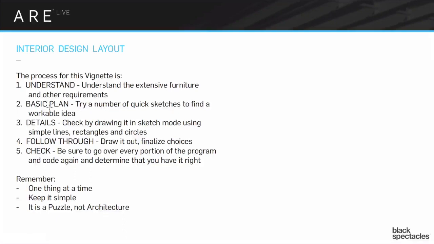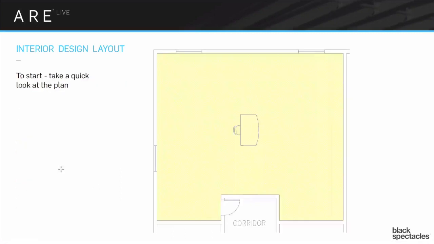It's probably only going to be 5 offices, maybe 6, but it's going to be a lot of little detail pieces of information. So you want to understand what the issues are. You're going to figure out what your basic plan is likely to be by using some quick sketching. You're then going to go through the details, and then you're going to follow through, draw it all out, and then you're going to use the check to try to find everything at the last second to make sure you got it all done right. Again, one thing at a time, keep it simple, remember it's a puzzle.